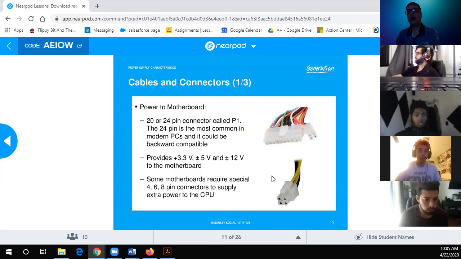Some motherboards require a special 4, 6, or 8 pin connector just to power the fan that's going to the CPU. Any questions? That's the usual one, and this is the extra pins just for the power, to give enough power for the actual CPU fan.